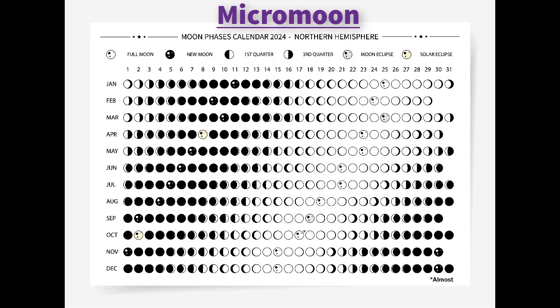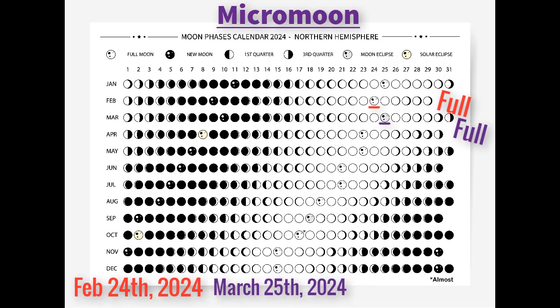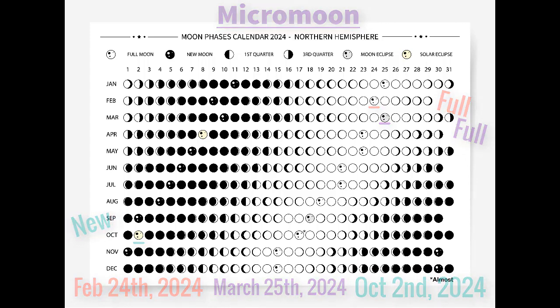And now if we go on to this year's calendar, we can see that February 24th is going to be a micro full moon, and then March 25th is going to be a micro full moon as well. And then we're also going to have a micro new moon on October 2nd.